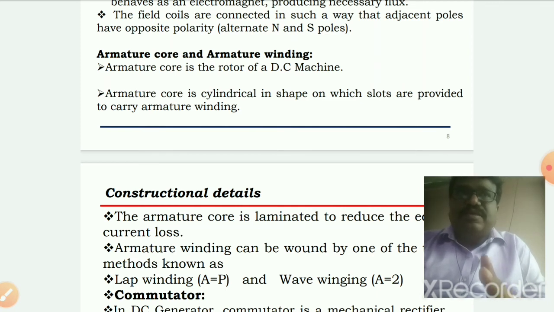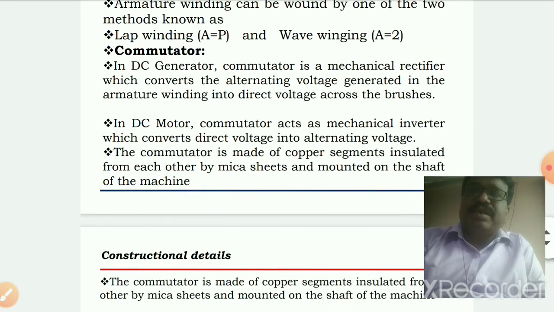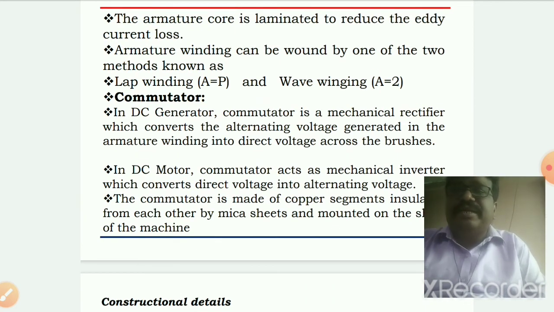That is, if the winding is designed in the form of lap, then the number of parallel paths in the winding is equal to the number of magnetic poles. If the winding is designed in the form of wave, then the number of parallel paths is equal to 2. Next part of the DC machine is the commutator.